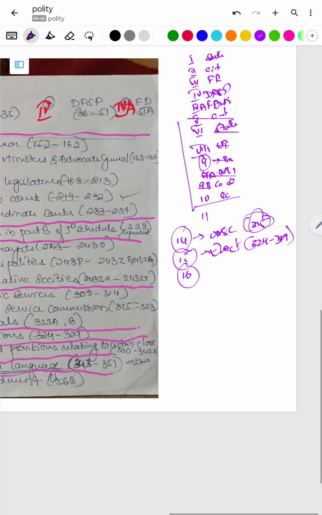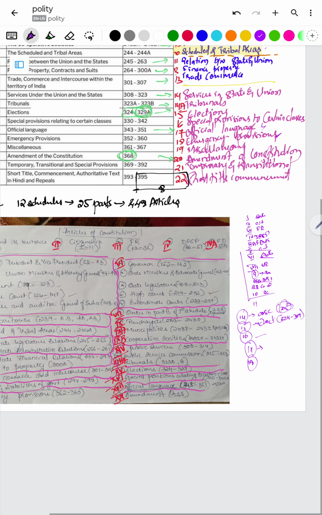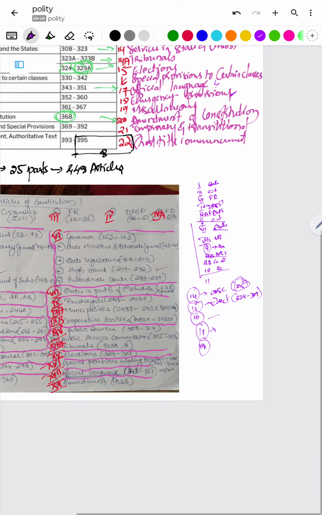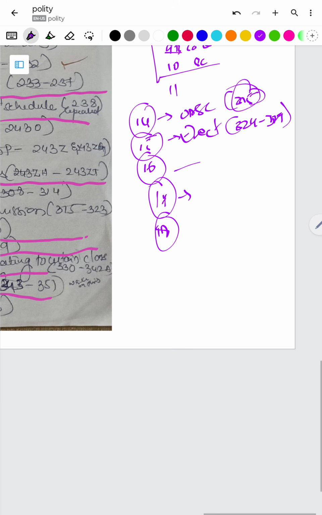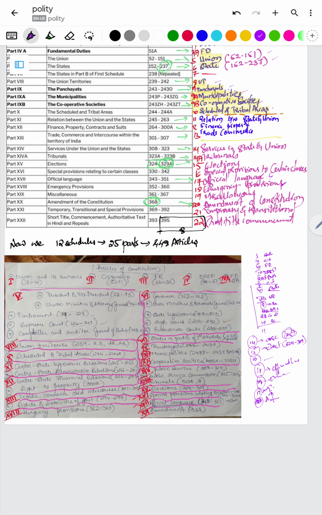Next is 16th also I don't remember. 17th you remember, it is 17th and 18th. 17th is for official language and 18th is for emergency. Emergency provisions, 19th miscellaneous, 20th we go with amendment. Before miscellaneous, there is next short title and commencement. These are in 22nd. Remember this order.